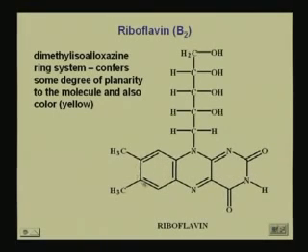You have a benzene moiety here, so this is planar, which imparts some planarity to the molecule, and because of the large number of nitrogen atoms here, it also has a yellowish color to it. So this is your dimethyl isoalloxazine ring system, and this is your riboflavin. This is the vitamin. Now, what do we have to do to the vitamin to get it to act?